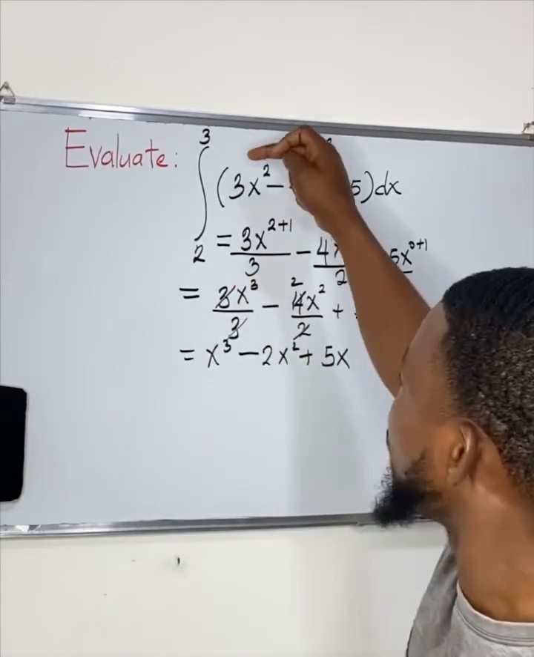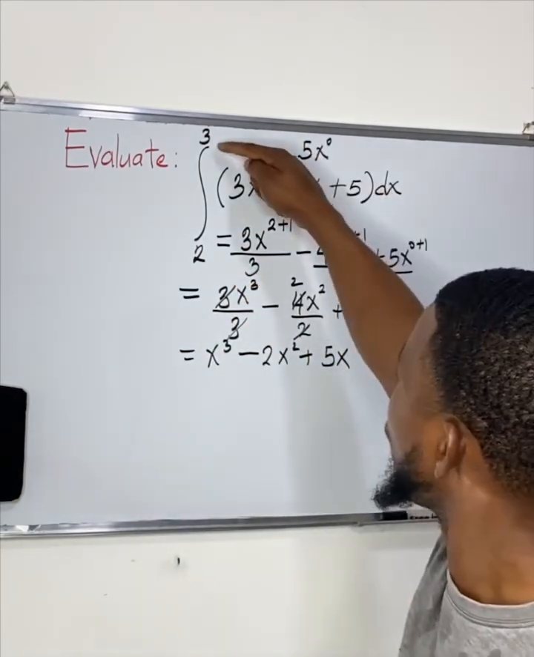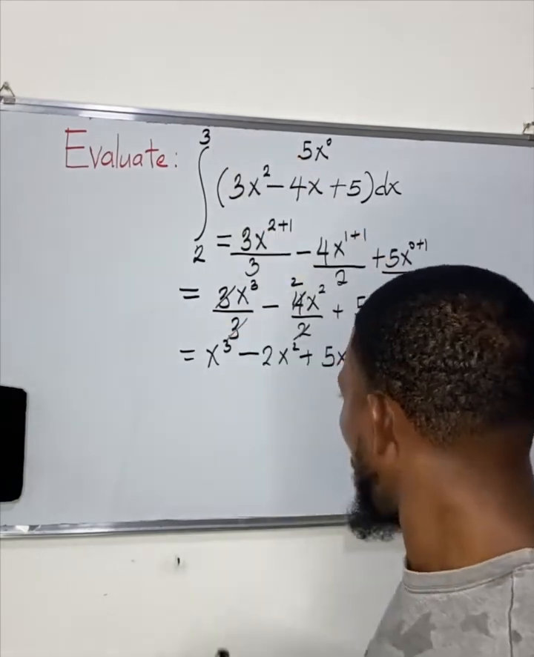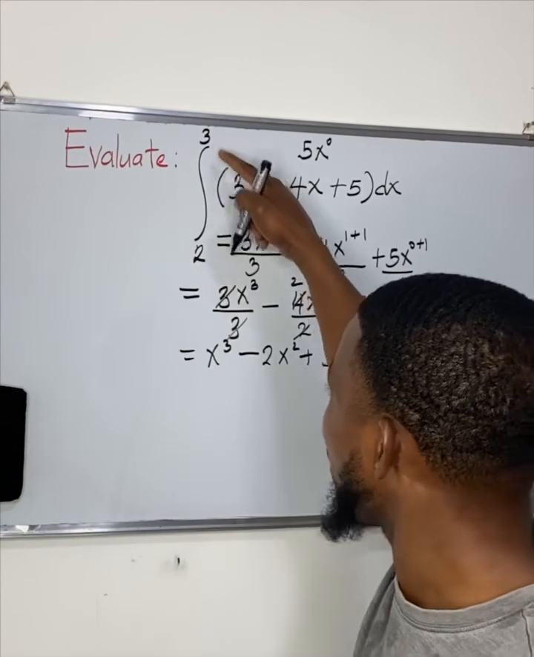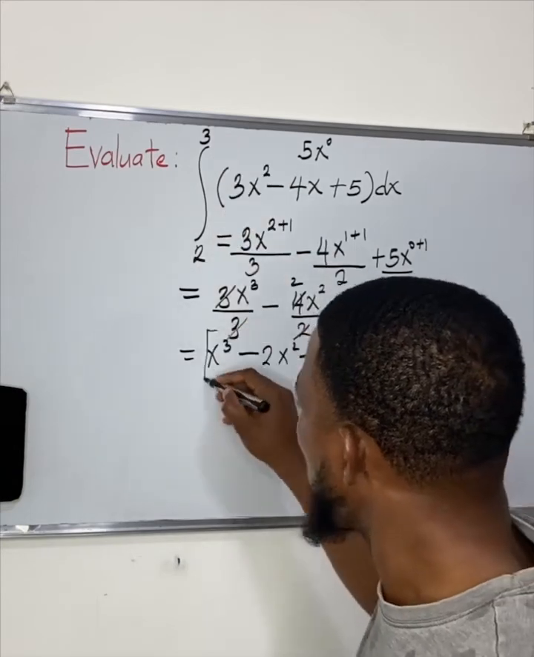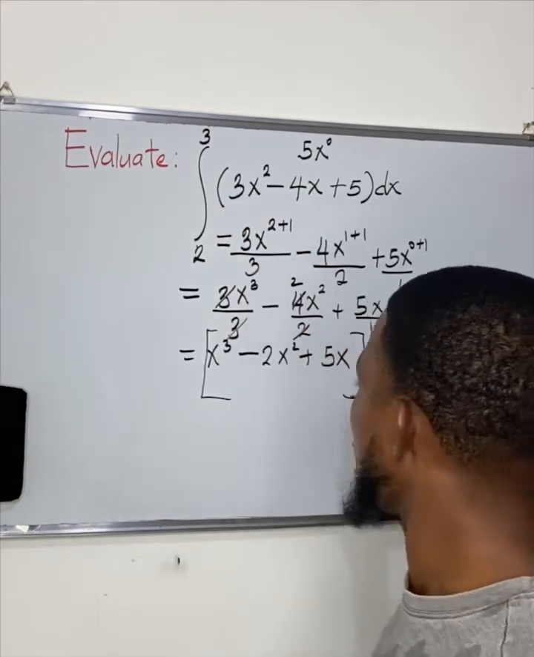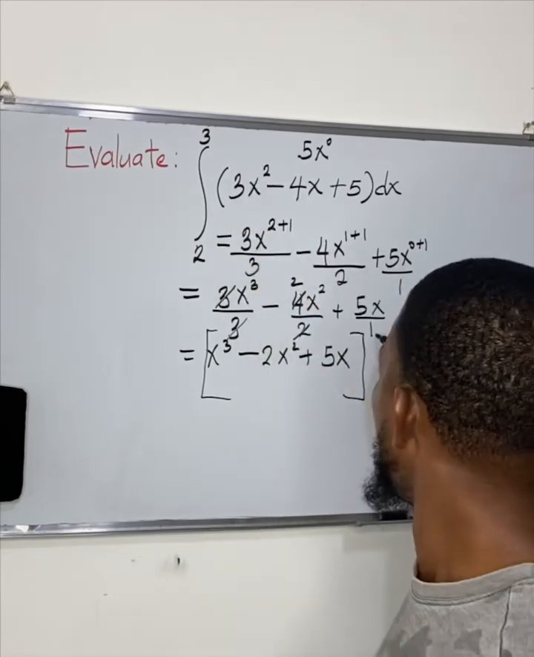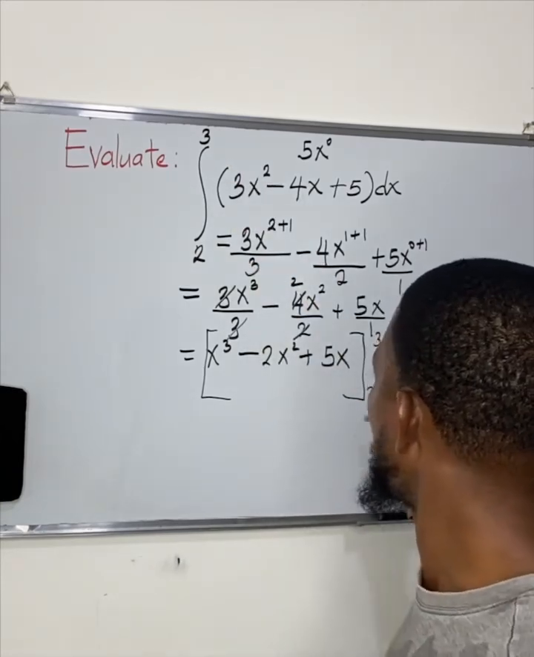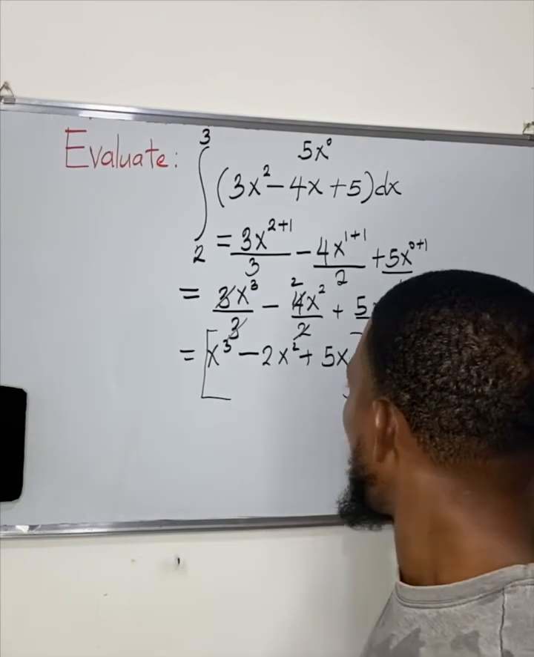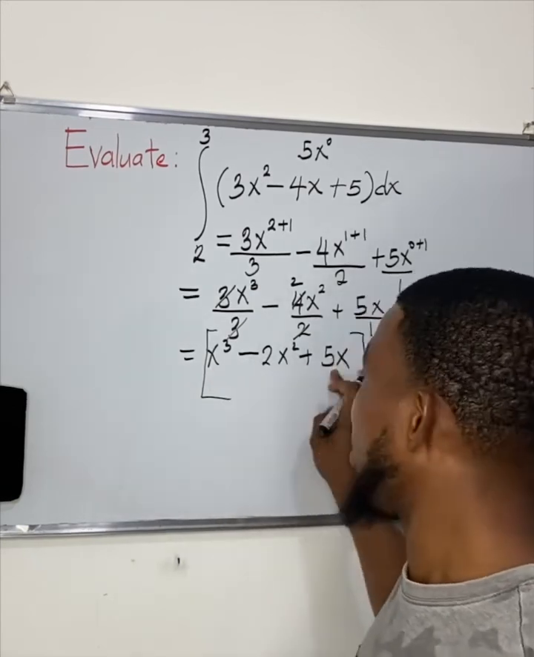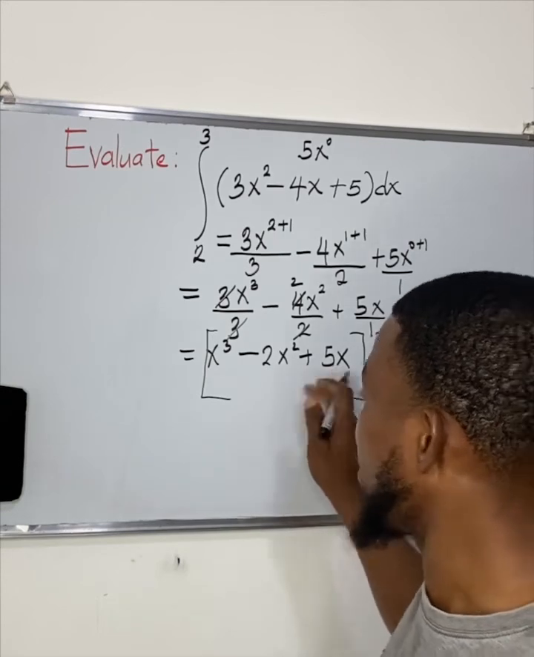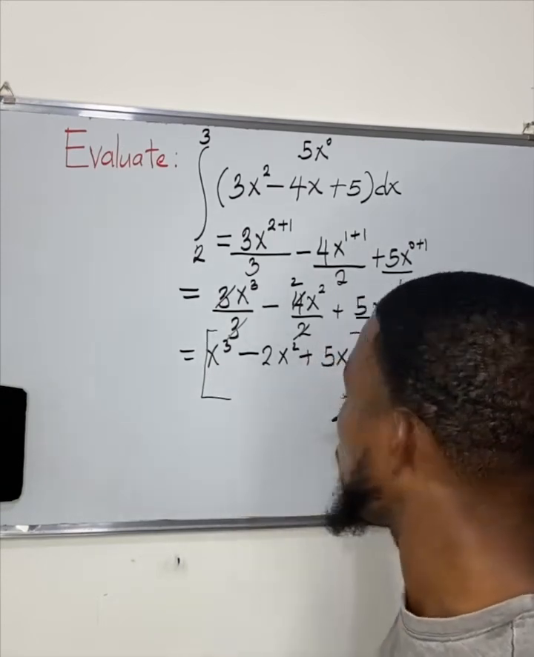This is where we're now going. So how do we solve for the limit? So we check x raised to power 3 and 2. So we have to put a square bracket around this. Then we put the limit. The upper limit is 3 and the lower limit is 2. Which means we are going to substitute. We take the upper limit first. We substitute in this expression here. So wherever you see x, you put 3.